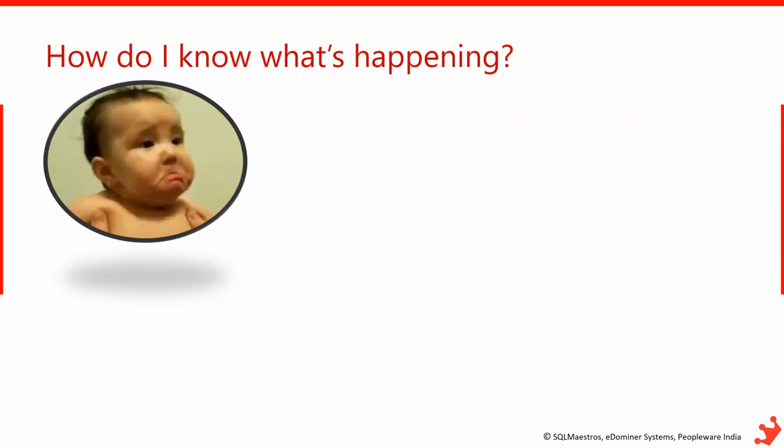Now, how do you know what's happening? So the idea is I'm talking about waiting and I'm talking about running. Running is fine, but when it is waiting, you want to find out what it is waiting for. So how do you know, and how could you investigate or troubleshoot?